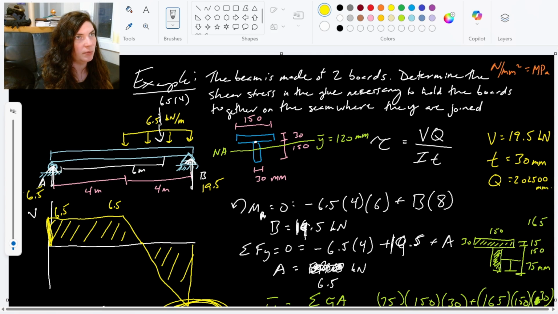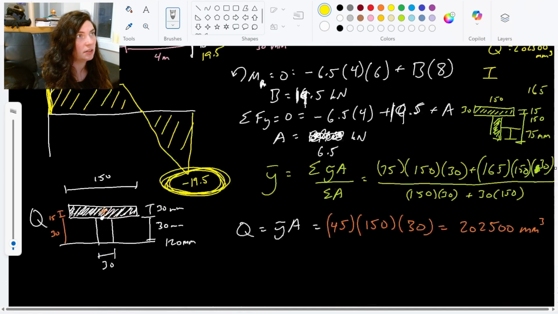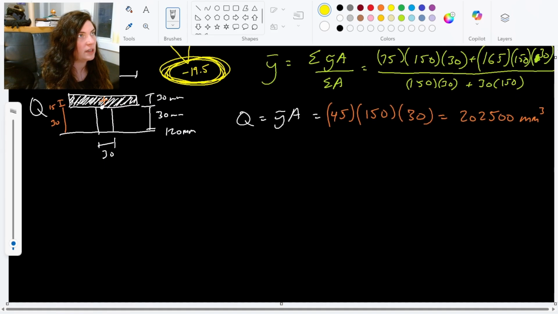20.2500 millimeters cubed. And then finally, I need I, I need moment of inertia. And again, for the entire cross-sectional area. Moment of inertia. So, whoops, that's not the color I want. Let's do this in, I don't know, blue, I guess.